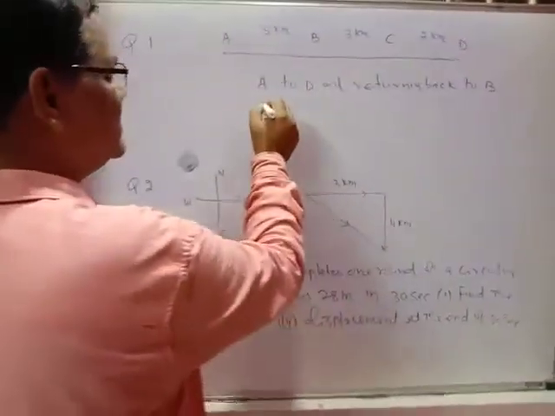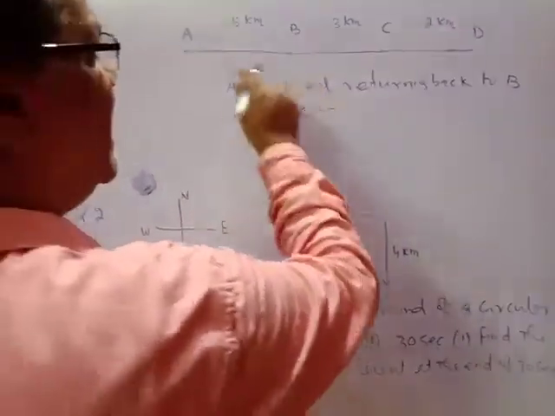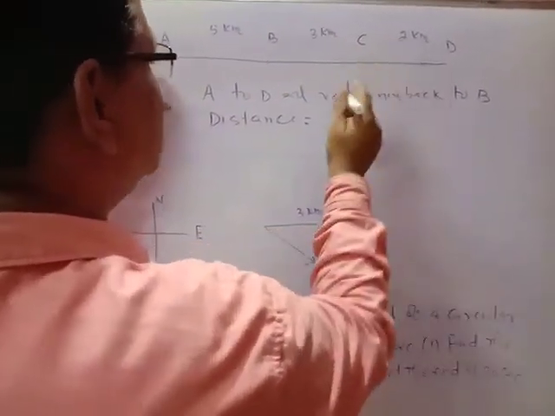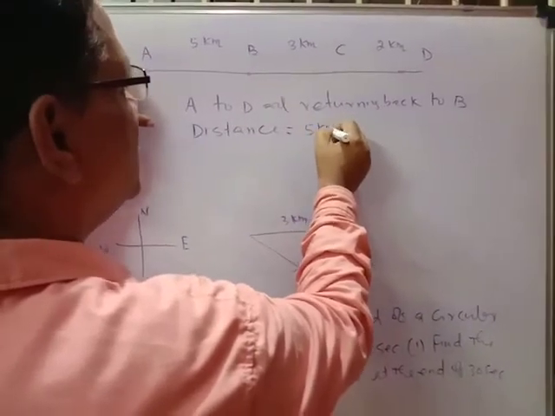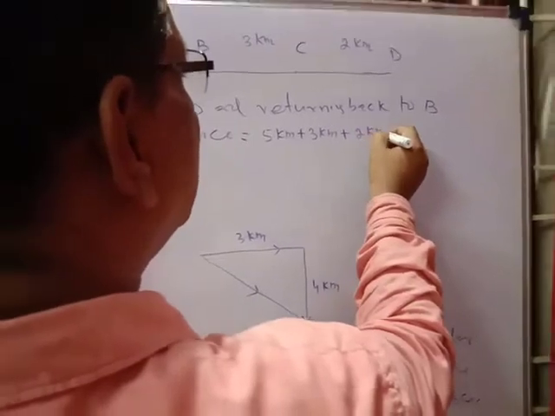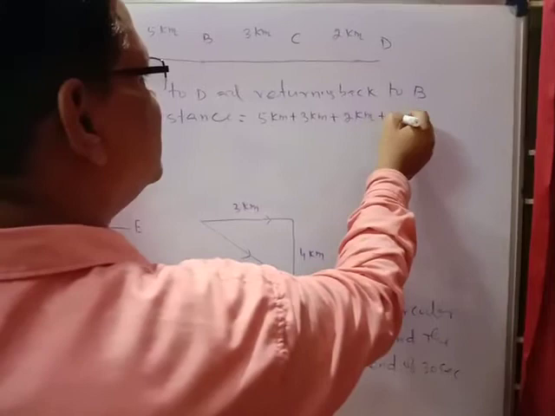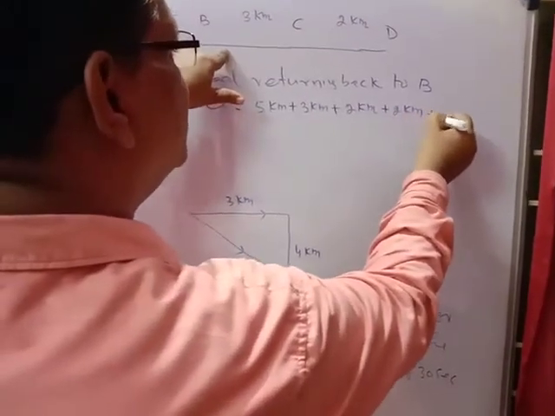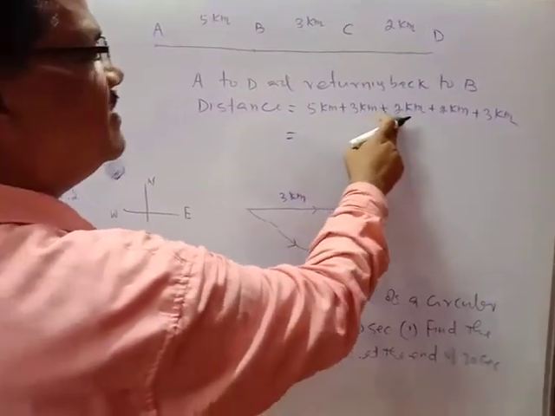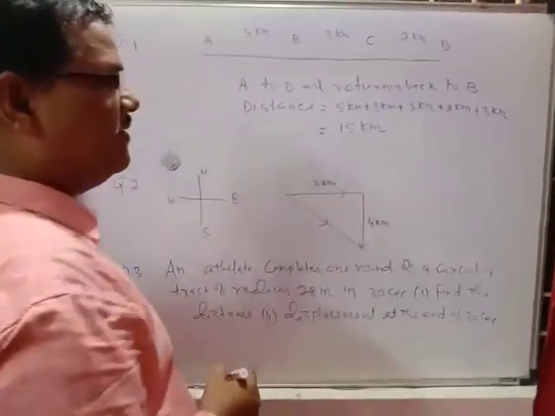So in this case, the distance will be equal to A to D, that is 5 km, that is 3 km plus 2 km. As it is returning back to B, again plus 2 km and plus 3 km. So this will be equal to 5 plus 3, 8, plus 2, 10, plus 5, 15 km. The distance traveled is equal to 15 km.